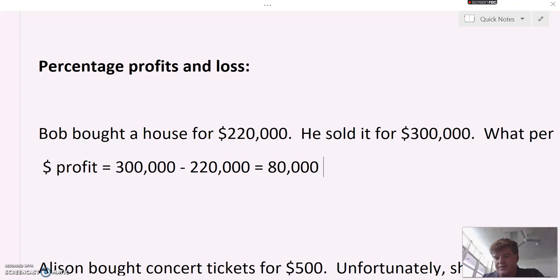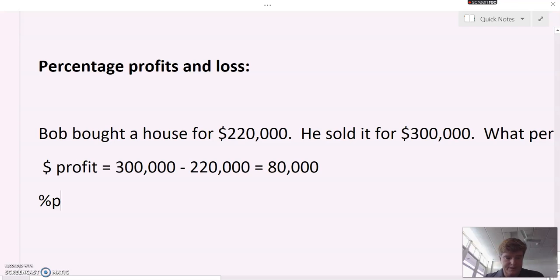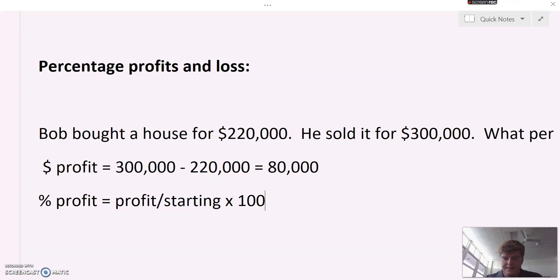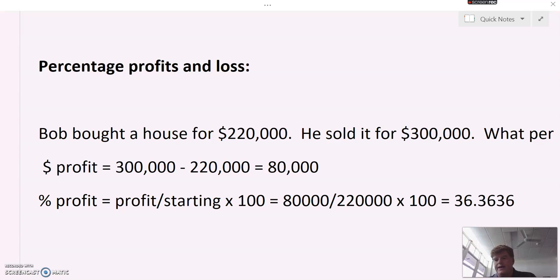Now, in real life, there's other fees that you have to pay, like real estate agent fees and stamp duty, things like that. But we'll just use that. So he's made $80,000 profit. So the percentage profit is going to equal the profit divided by the starting amount multiplied by 100. So let's have a look at that. He's made $80,000 profit, $80,000 profit divided by, started with 220,000, multiplied by 100, and that gives him a 36.36% profit. So let's say 36.36% profit.